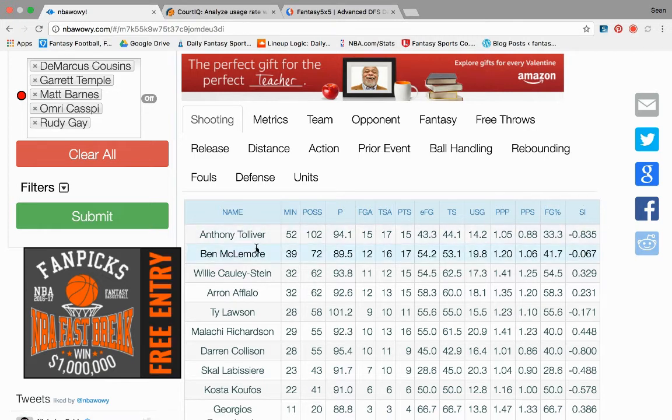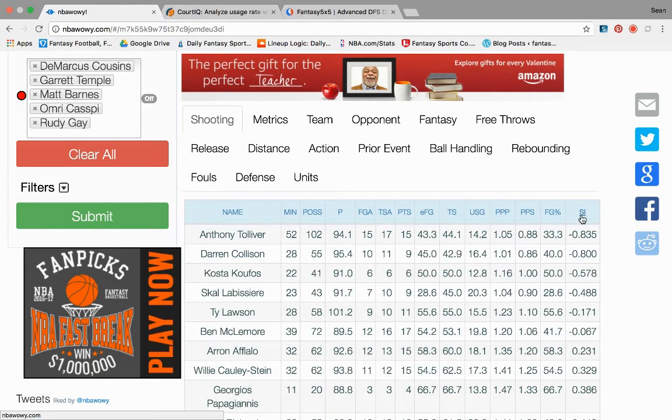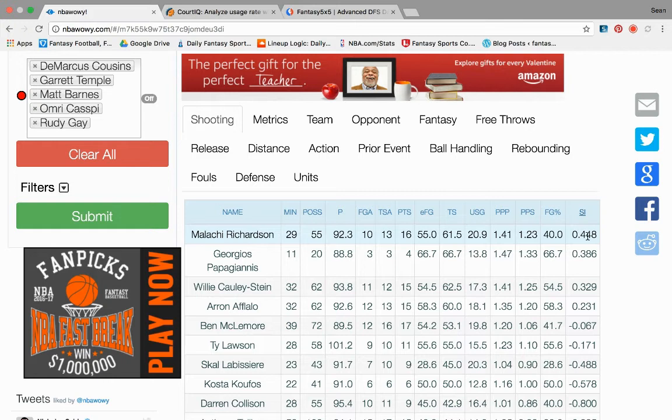The first thing to notice is that this is sorted by minutes. So the people who take on the biggest minutes bumps are Tolliver, McLemore, and Cauley-Stein on down the line. Then we're going to look at who this affects the most positively from a usage perspective and a scoring index perspective. From a scoring index perspective, it's Malachi Richardson, but the minutes aren't there, right? So let's look. Okay, here we go. Here's one of our minutes guys. Willie Cauley-Stein has a positive scoring index, as does Arron Afflalo. So maybe it's interesting to think about Willie Cauley-Stein now coming up in this situation.